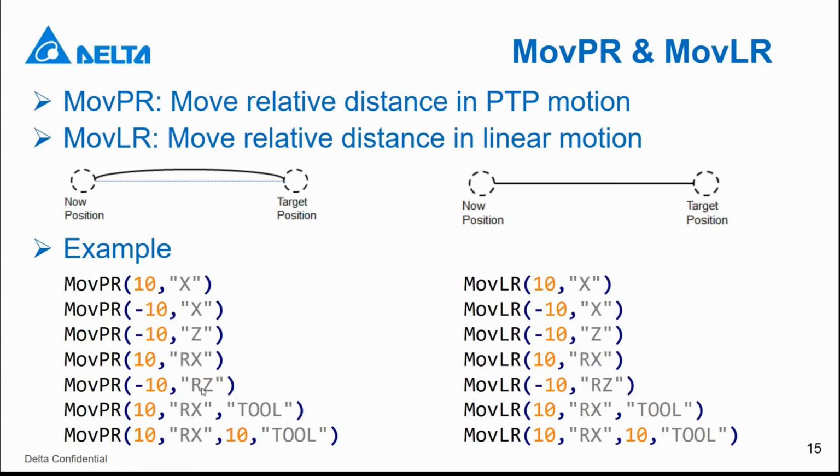You can use it in all other directions, even like RX, RZ. You can also define in which coordinate system, like here we want to move in the tool coordinate, Rx, and then 10 degrees. Also, you can change the speed here. And move LR has a similar usage, just a different motion. It's a linear motion.